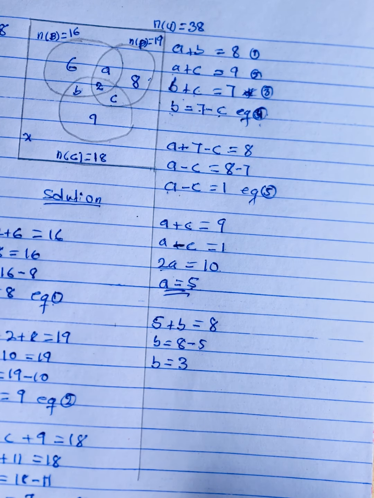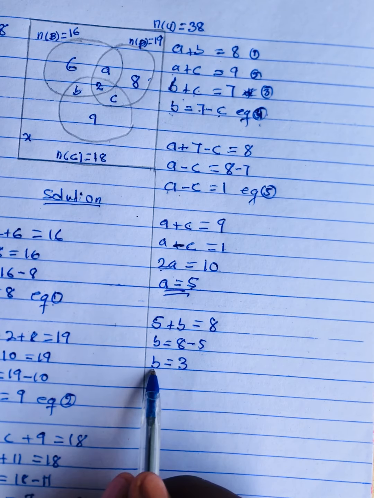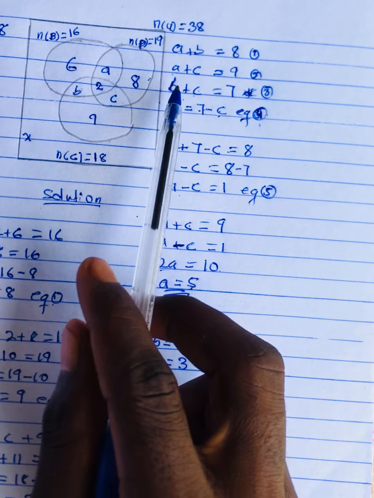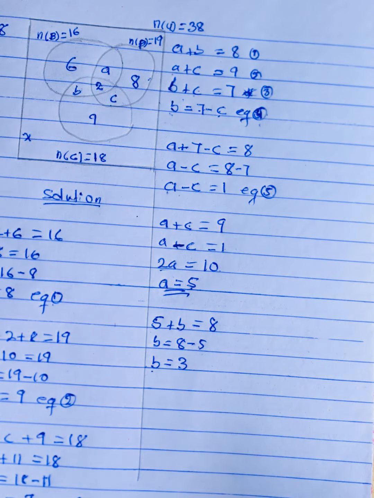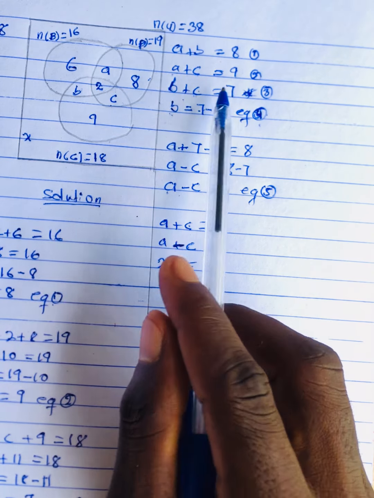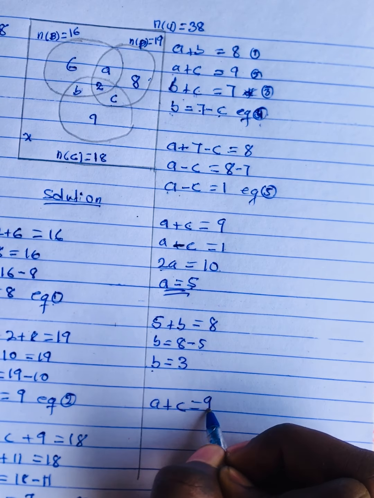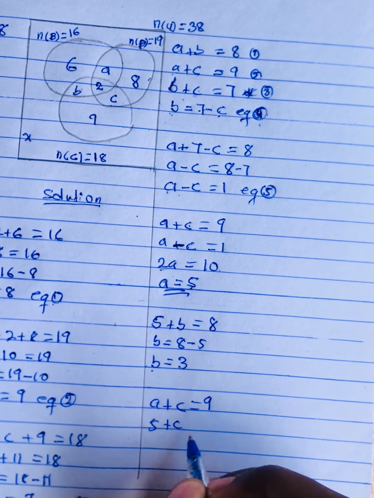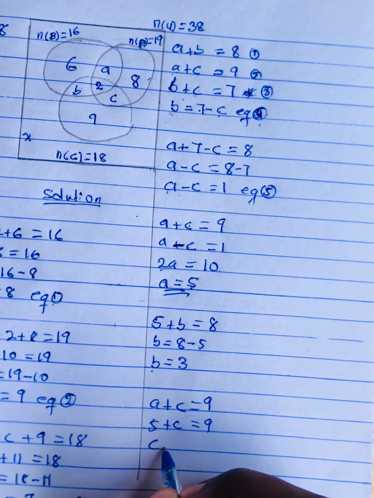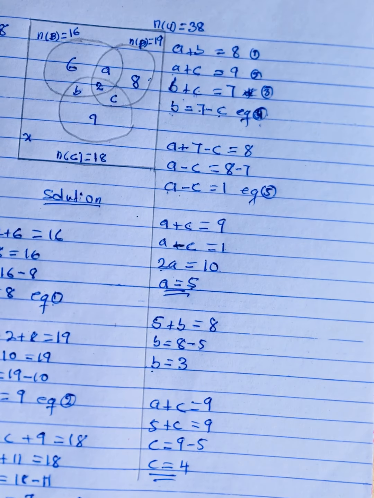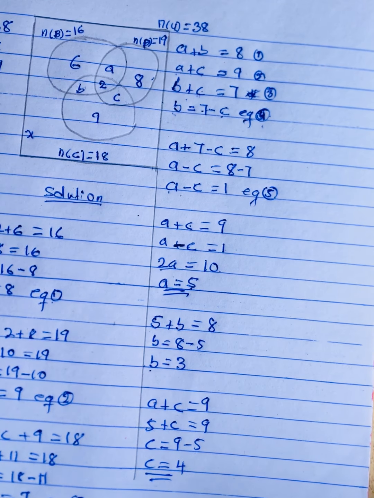Then let's solve for what? The third variable, which was C. So we are going to substitute either A or B into any equation to find the value of C. So let's say I have C here. I have C here too. So let me choose this one. So A plus C is equal to 9, right? So we know that A is 5 plus C is equal to 9. So C is equal to 9 minus 5. C is equal to what? 4. So C is equal to 4 in this case.